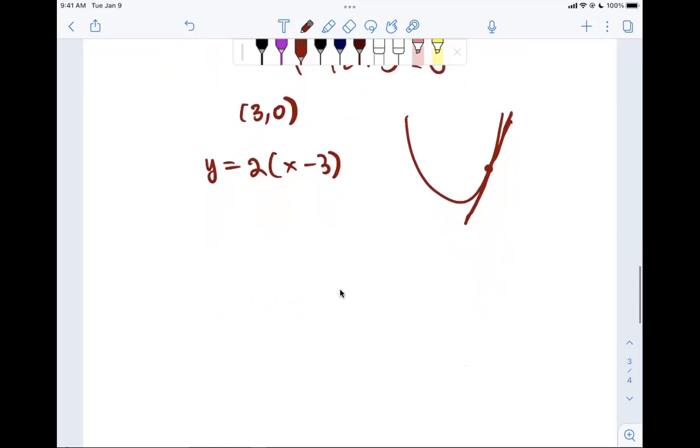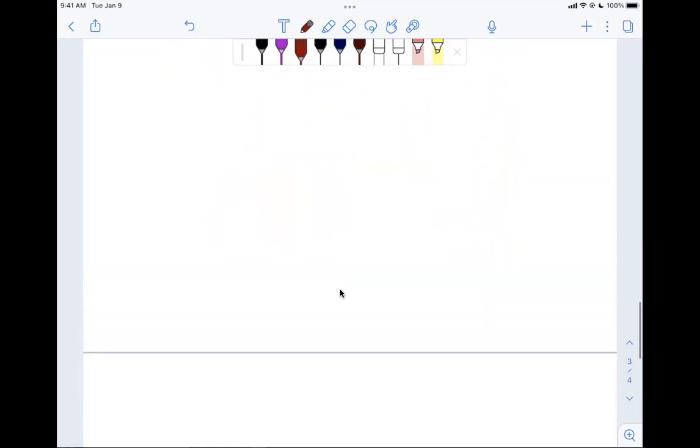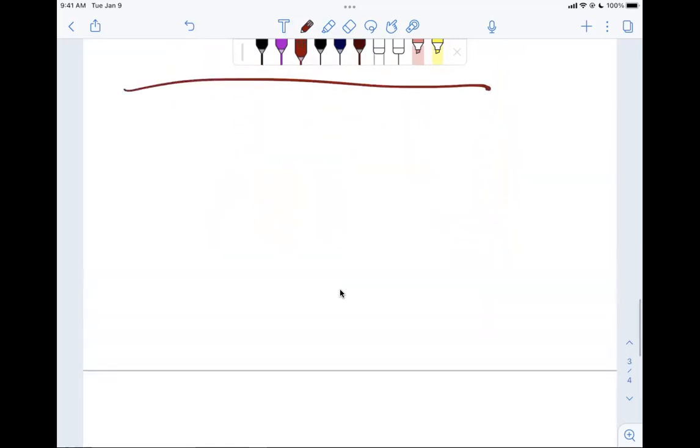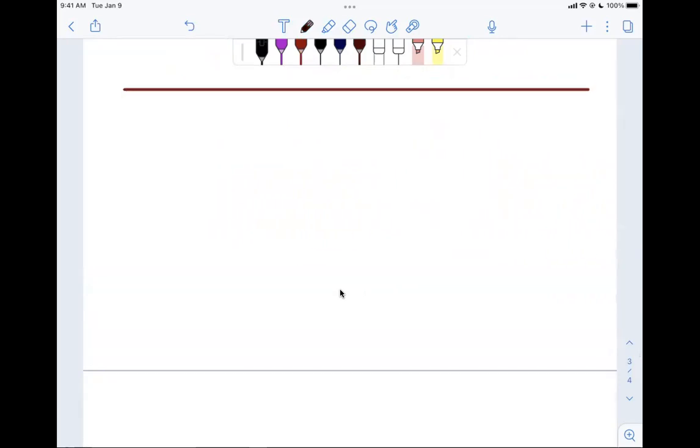All right, here's another example that's going to be a little bit trickier. So the question is, find the equation of the line tangent to y equals sine of x when x is equal to pi over 6.